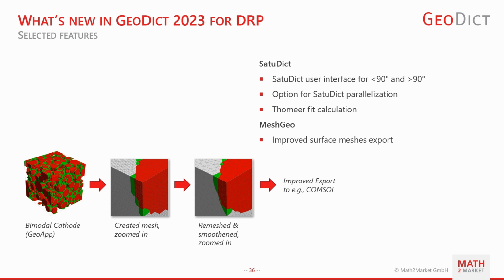For GeoDict 2023, we have improved the export of surface meshes in the MeshGeo module. As shown in this example, grain surfaces are much smoother, with the number of meshes being significantly reduced. So you can see artifacts like this one are smoothed out. So this simplifies any export to other software such as COMSOL.